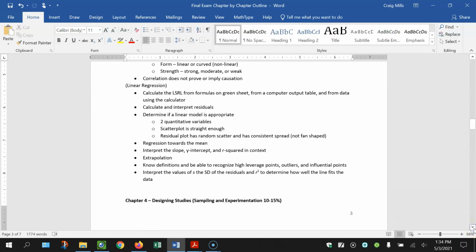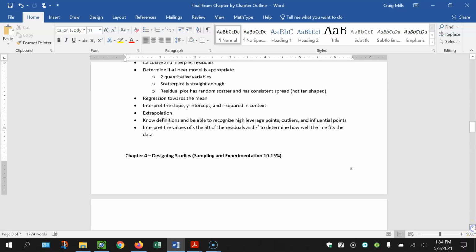Regression towards the mean, that's not a concept that we really talked about. I wouldn't worry about that.